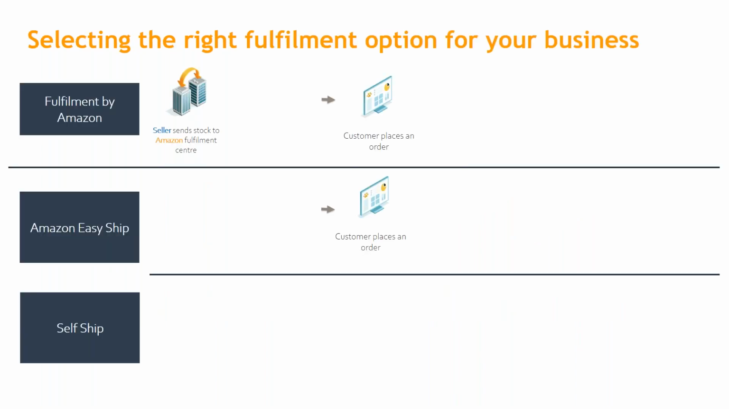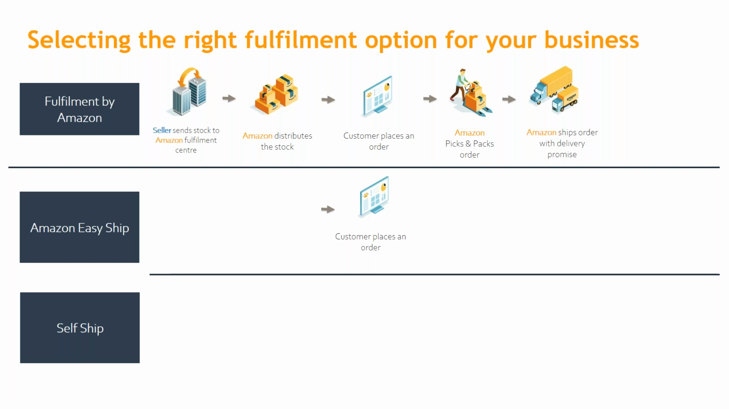So when it comes to the fulfilled by Amazon, the process for it is that the seller sends his stock to Amazon Fulfillment Center. We are going to distribute the stock on the correct warehouses, okay? And whenever the customer places an order, we are going to pick and pack the order. We are going to ship the order with the delivery promise. Of course, the FBA products, the delivery promise on them is 24 hours because they will be under the Prime service. And the customer is going to receive their order in the next day. So this is how the FBA works.